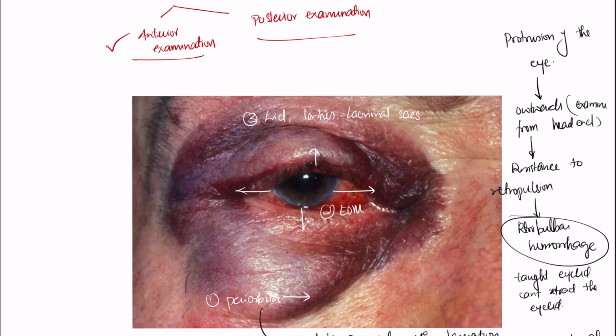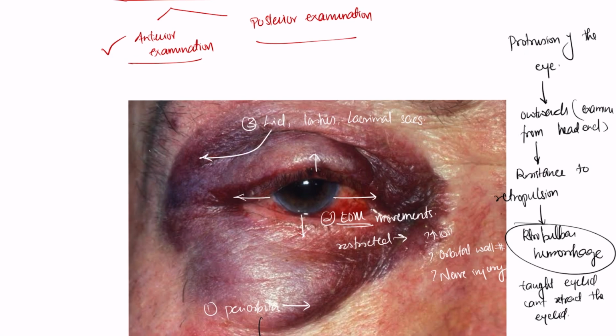Then third, extraocular movements we have to check. If extraocular movements are restricted, then we have to suspect any nerve injury, orbital wall fracture, a raised intraocular pressure, etc.